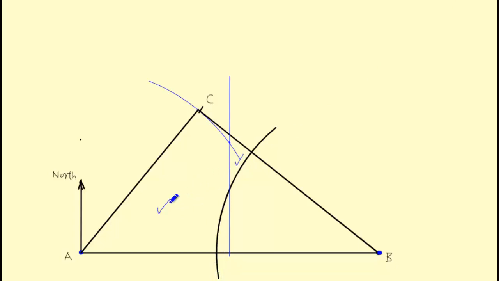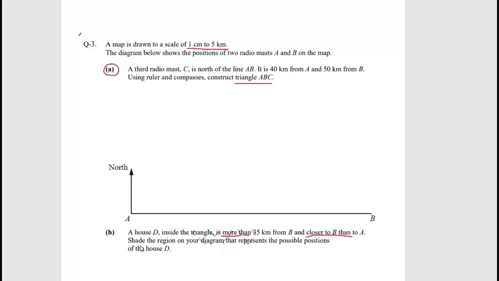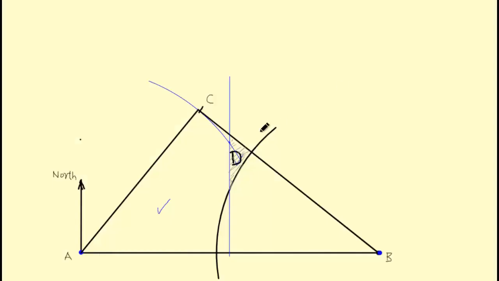But as the house D is closer to B than A, it should be on the right hand side of the perpendicular bisector. Out of these two regions, this region is on the right hand side of the perpendicular bisector. So this is the required region. This is the intersection of the regions which fulfill both the conditions. Therefore, shade the region on your diagram that represents the possible position of the house D. This is the required region D, and the house will be over here.